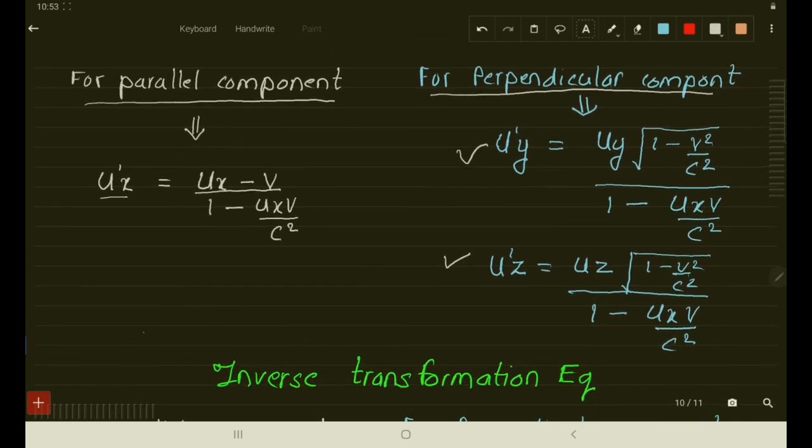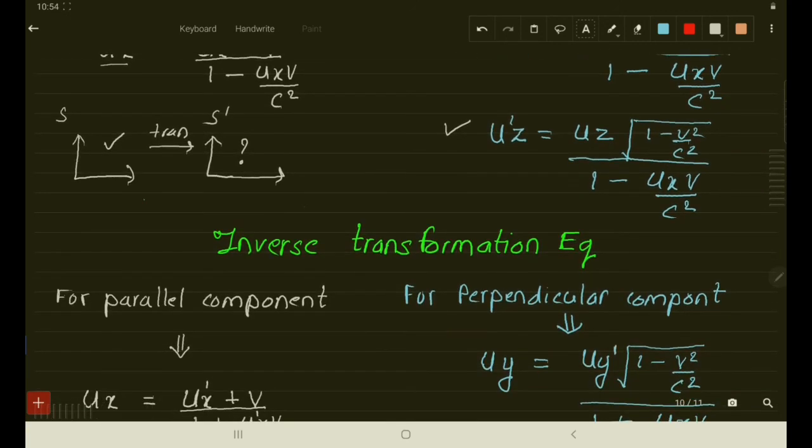This is for the transformation equations. If you remember, we are trying to convert from the s frame of reference: the values in the s frame of reference are known, and we are trying to find them in the s dash frame of reference. Then these equations are called transformation equations. Now when the reverse case is there, that means the s dash frame of reference is known and we want to find in the s frame of reference, then we have to use inverse transformation equations.